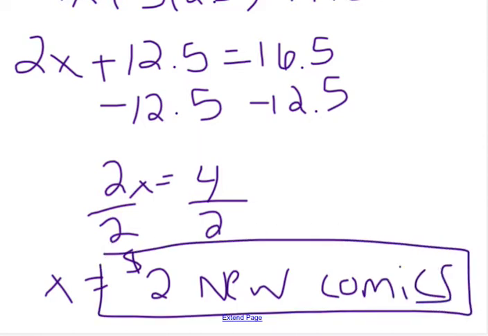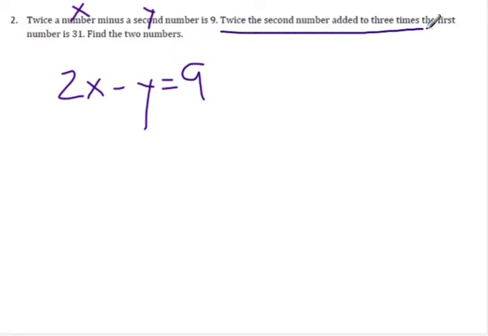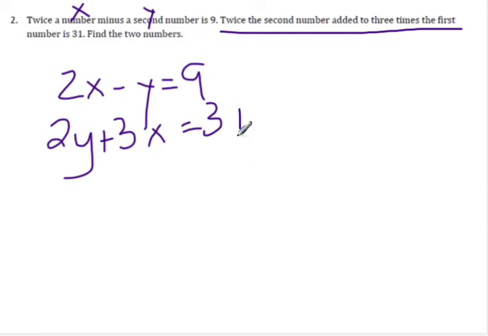Okay, so let's go ahead and take a look at number 2. So twice a number minus a second number is 9. So I'm going to let x be my first number and y be my second number. So 2 times x minus y is equal to 9. Then it says twice the second number added to 3 times the first number is 31. And it wants us to find what each of the numbers are.